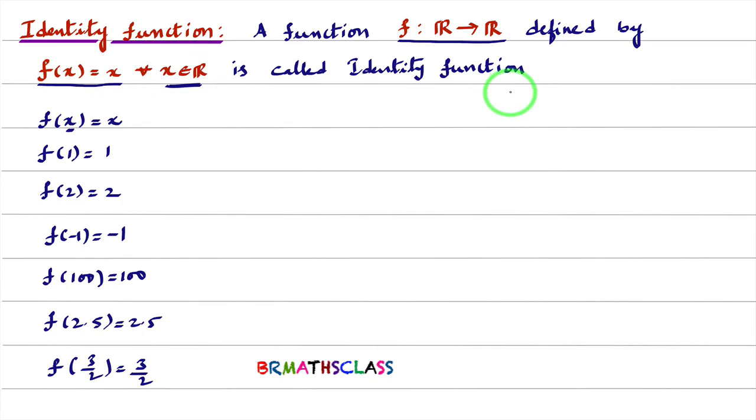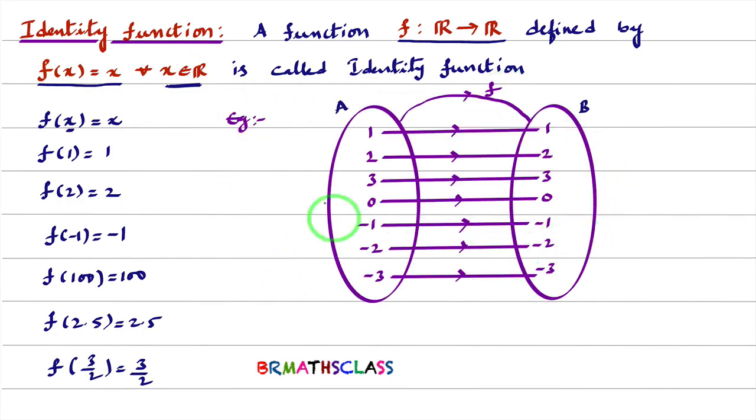We'll try to understand this identity function with an example. You observe this example. Is it a function or not? Every element of first set is used. It is used only once. So, it is a function. Now, we need to check this function is identity function or not.